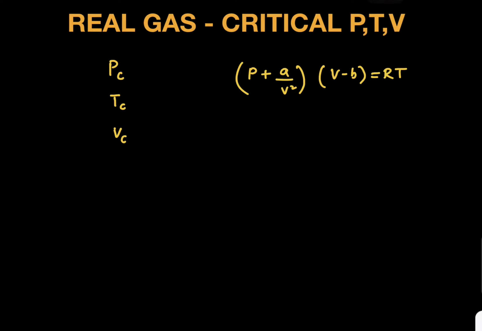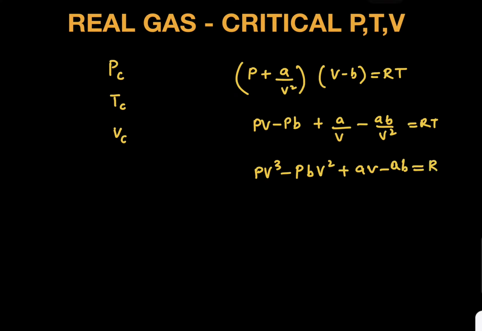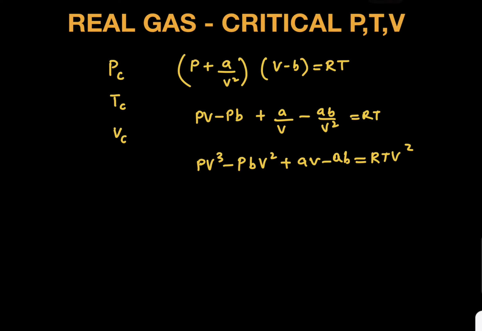Okay, now just simplify this whole equation. It can be written as PV minus Pb plus a upon V minus ab upon V squared equals RT. Multiply everything by V squared, so it becomes PV cubed minus PbV squared plus aV minus ab equals RTV squared. Divide the whole equation by P. So if you divide it, it becomes V cubed minus bV squared plus aV upon P minus ab upon P equals RTV squared upon P.